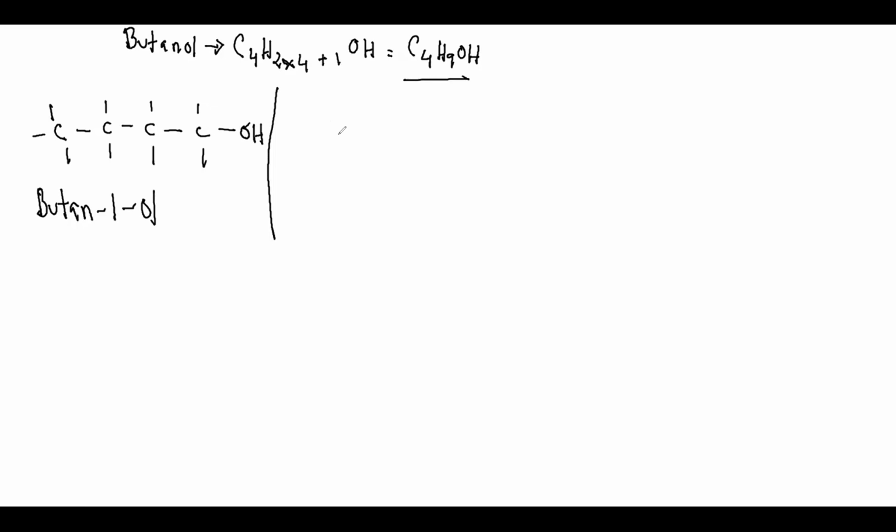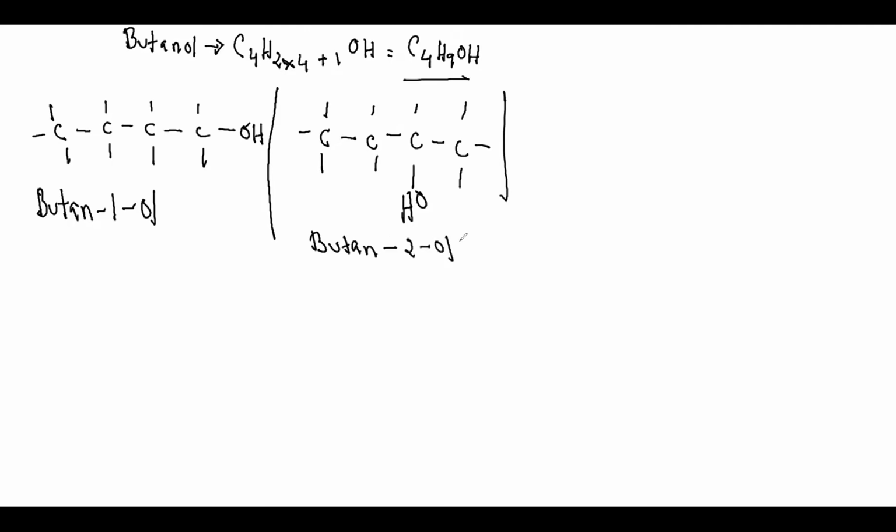So now let's draw the same thing again, but the OH is here. What will be the name of this? Butan-2-ol. Third is, what is the name of this compound? Butan-2-ol.